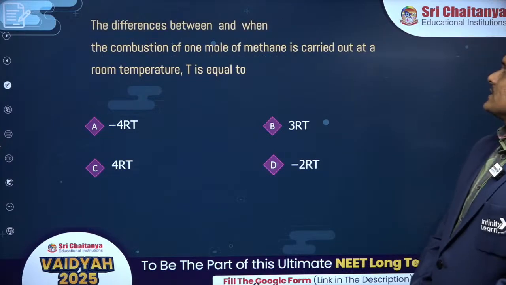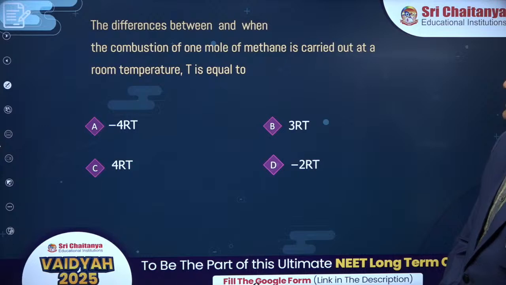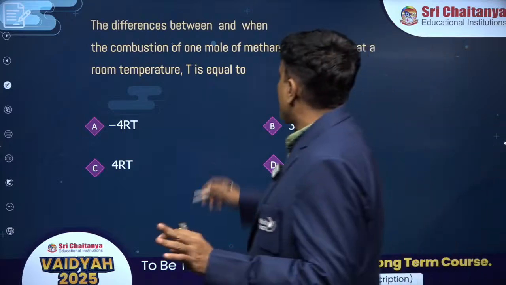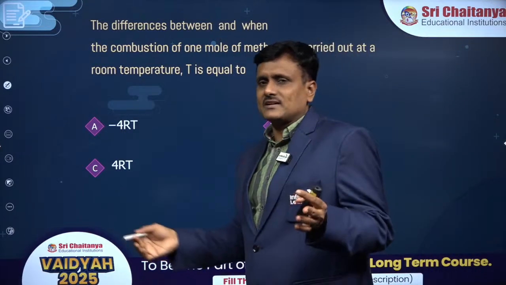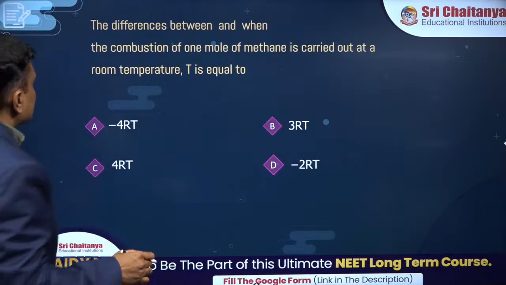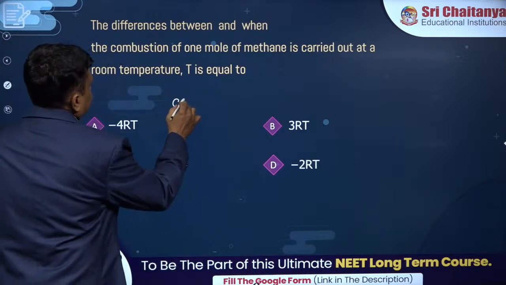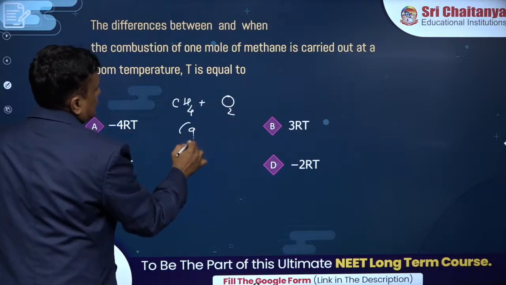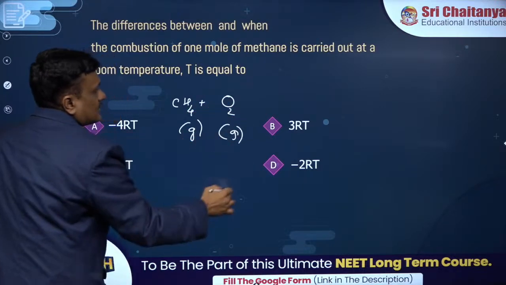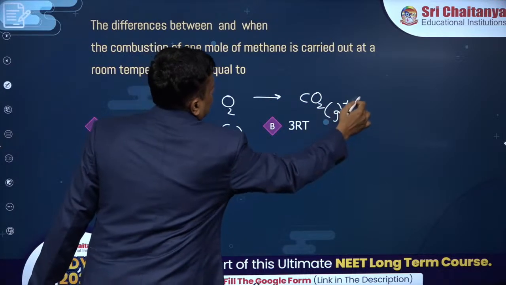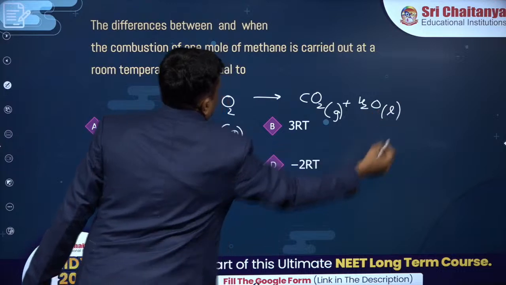The difference between what and what, when the combustion of 1 mole of methane is carried out at room temperature? Maybe delta H and delta U. Something is missing here, right? Maybe delta H and delta U, because you can see the answers are in terms of RT. You see, what you are burning here is methane, isn't it? CH4. When methane is burnt, you know methane is a gas, you need to specify, gives rise to what? Carbon dioxide, which is a gas, but H2O is liquid after cooling to room temperature.